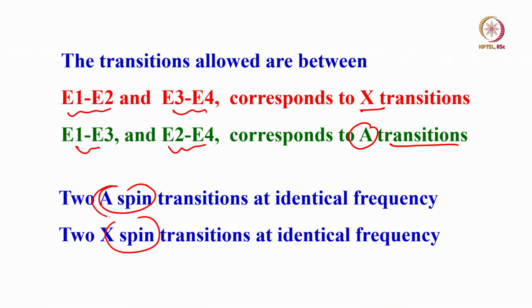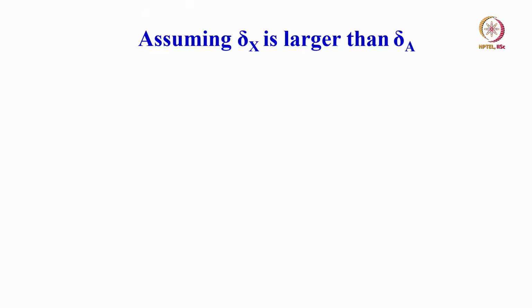For example, in this case, the 2 A spin transitions are at identical frequency. Similarly, the 2 X spin transitions are at identical frequency. That means there are 4 transitions, but 2 transitions for each spin are overlapped. As a consequence, for A spin we get a single frequency, a single peak, and for X spin we also get a single frequency. It appears single, but 2 are overlapped, and you should remember that when you make the quantum mechanical calculations.